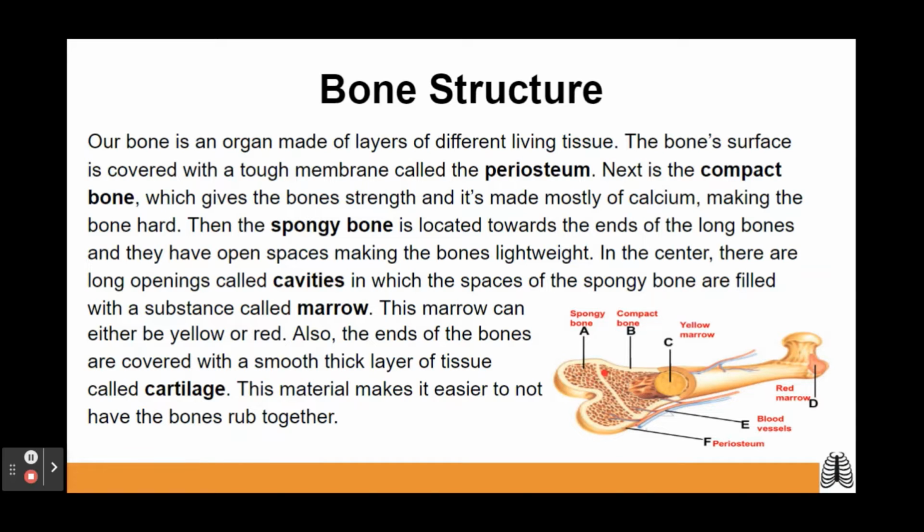In the center, we have long openings called cavities. In the spaces where the spongy bone is, they are filled with a substance called marrow. We have red marrow and we also have yellow marrow. Also, the ends of the bones are covered with a smooth, thick layer of tissue called cartilage. This is what keeps our bones from becoming stiff and rough and scratching against each other. We also have cartilage in our ears. This material makes it easier to not have the bones rub together.